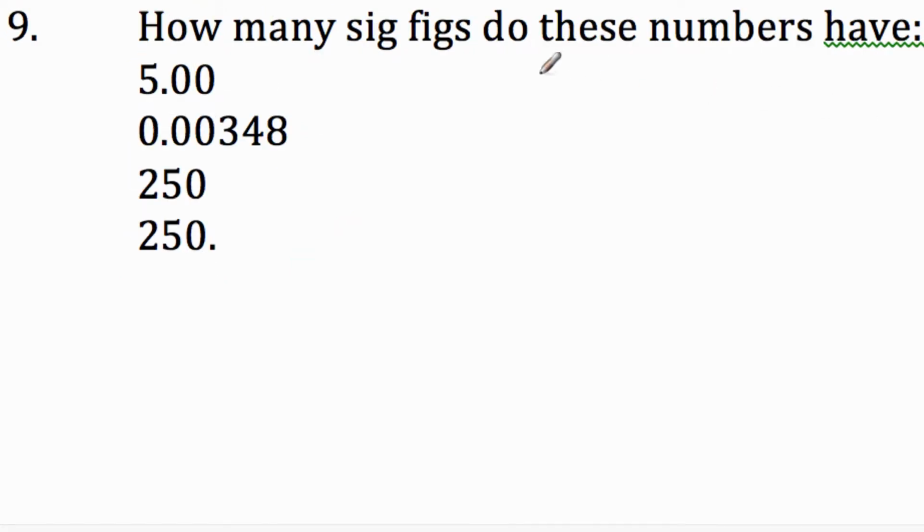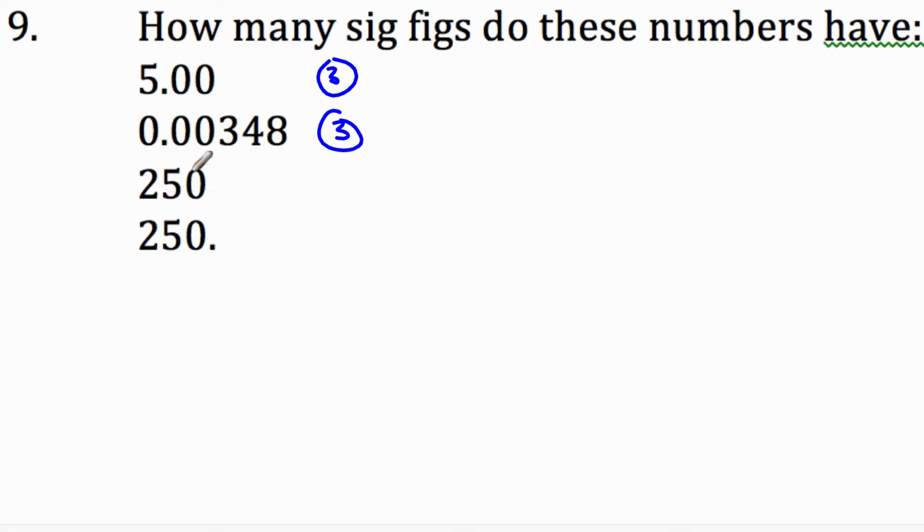All right, next one, number 9. How many sig figs do each of these numbers have? Zeros behind the decimal always count. So this would have 3. Any leading zeros never count. So this one would also have 3.